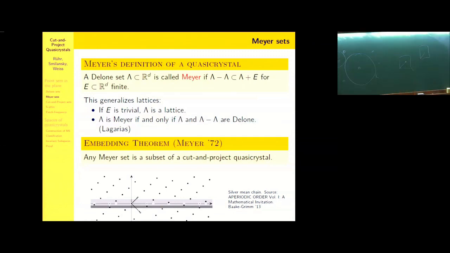Sorry, yeah. I think you can take subsets with infinite difference set, right? Yeah.